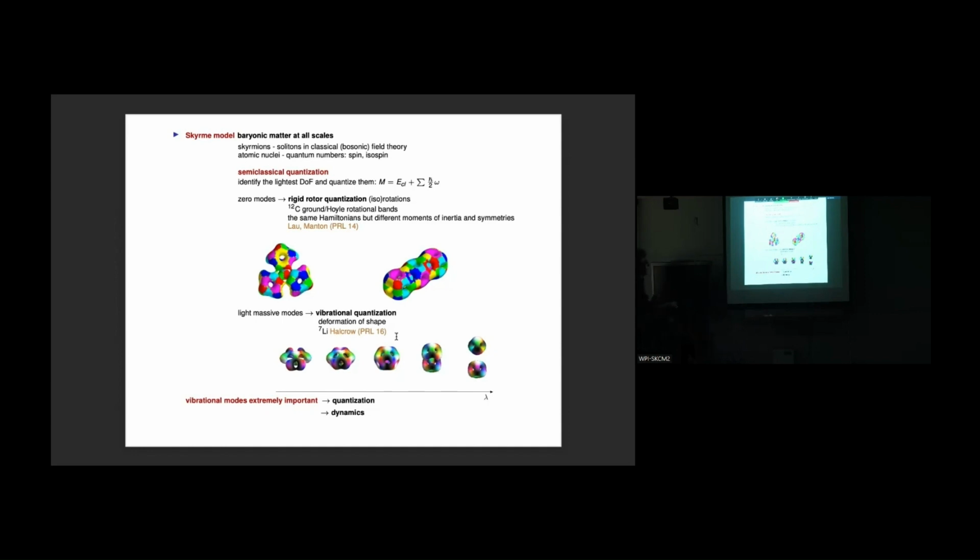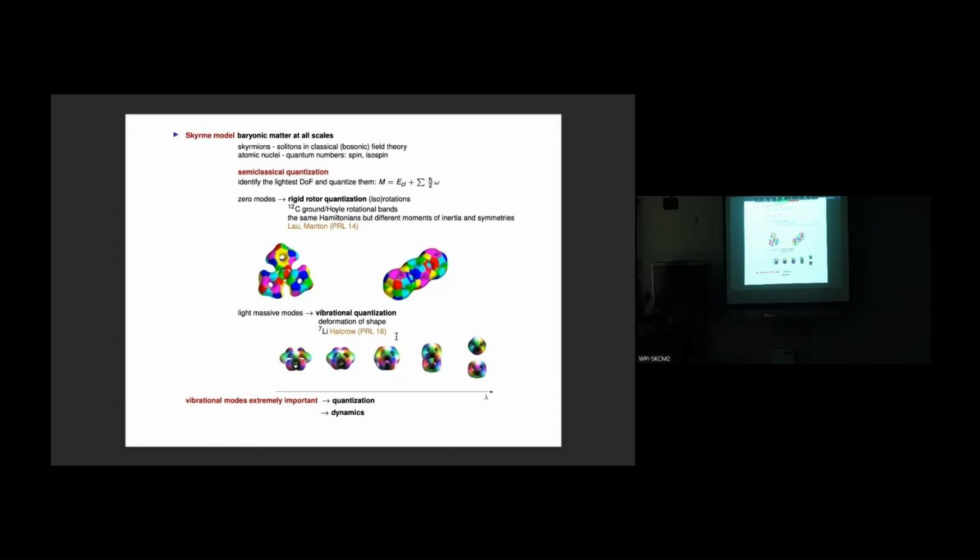So you see, what I wanted to underline is that vibrational modes are extremely important to apply this solitonic theory to atomic nuclei. Without vibrational modes, you cannot have reasonable contact with observational data, with nuclear physics. Okay? They are extremely important.